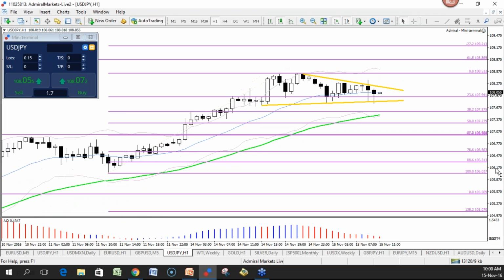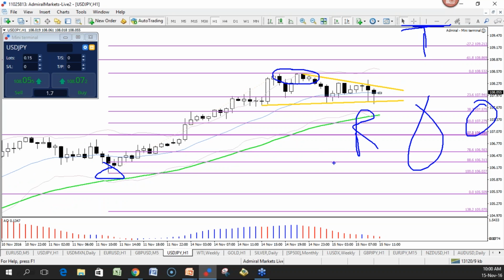So let's see. Regarding the fibs, here I have the retracements. I draw it from top to bottom, and from bottom to top on the upside, which means I have retracements here and targets up above. R for retracements, T for targets. All right, so that is basically the fib part.